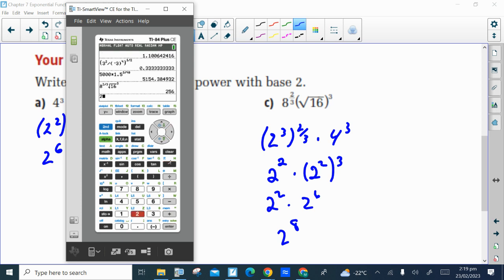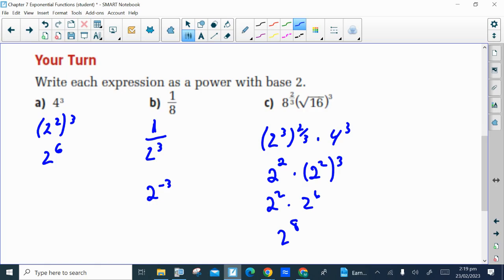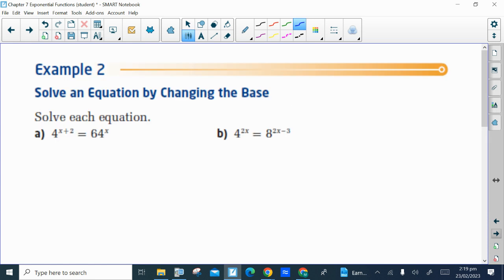256. And 2 to the power 8, the answer we got, has the same value. Right? So it checks. Okay? And we could have done that for the previous ones as well as the ones above. So we use this process to help us solve some exponential equations.